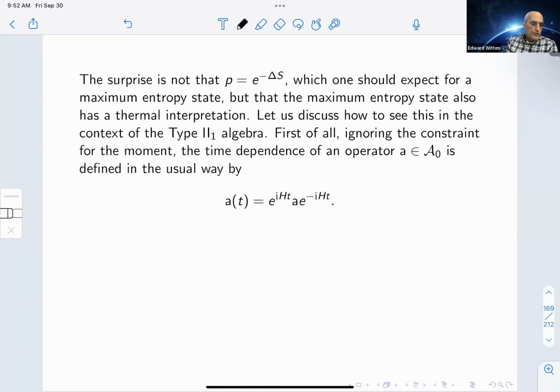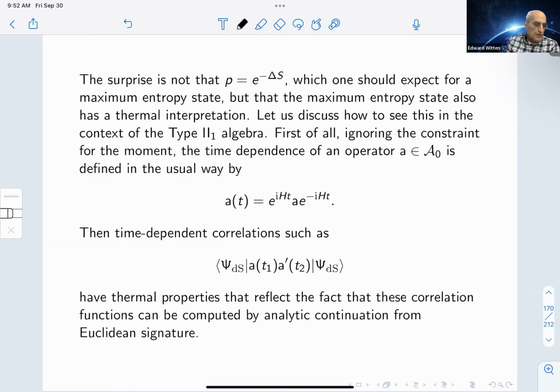So first, we ignore the constraint for a moment. We consider an operator A in the naive algebra, and its time dependence is defined this way. And then we look at time-dependent correlators, such as this 2-point function. And they have thermal properties that reflect the fact that they can be computed by analytic continuation from Euclidean signature. And that's the thermal nature of de Sitter space.